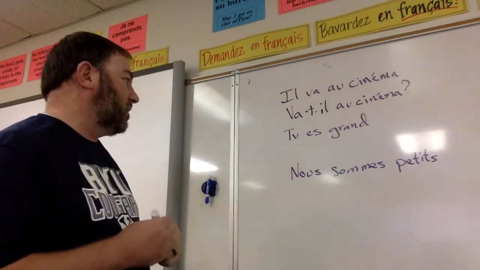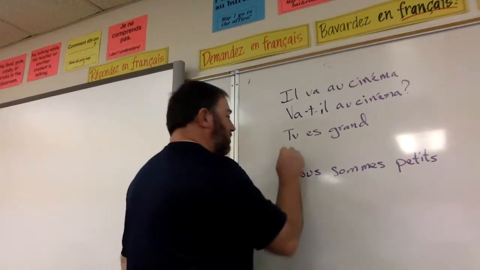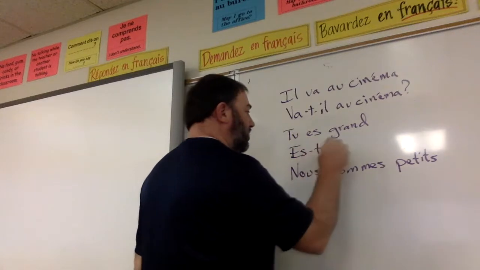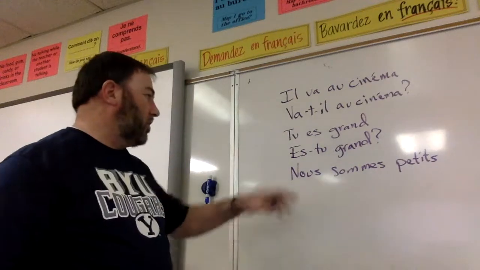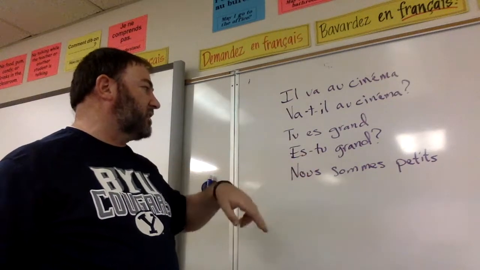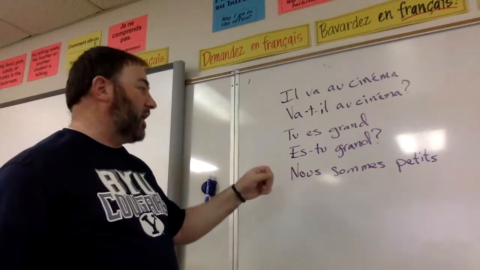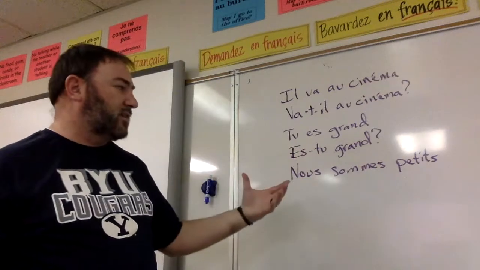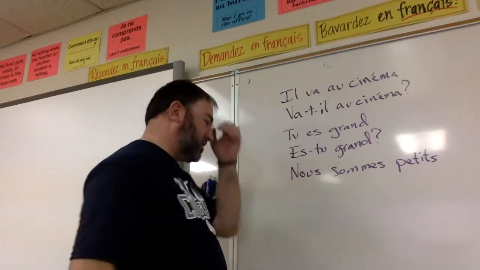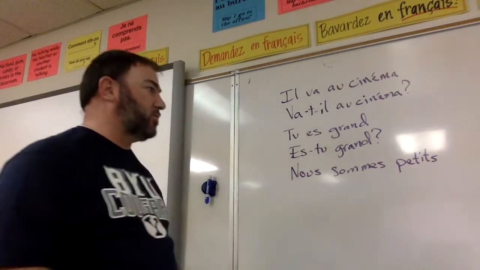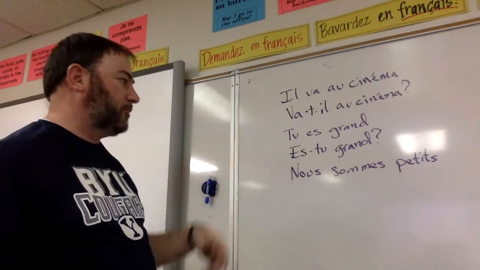Let's do the next one. Tu es grand. Make it into a question using inversion, and it becomes es-tu grand? Notice this one starts with a consonant, so you do not need the t hyphen in this one, because it's using the consonants. Again, inversion: put the verb in front, the subject comes next, and that makes it into a question. Instead of "you are tall," "are you tall?"